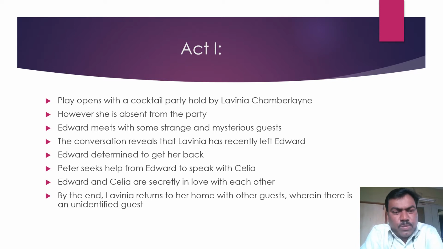The first act of this play opens with a cocktail party, and this party is held by Lavinia Chamberlayne in her flat in London. However, she is absent from the party, and her husband Edward Chamberlayne is there in the flat. At the eleventh hour, when he comes to know that a party is being conducted by his wife, he telephones the people who have been invited from a diary where he could get their names, addresses and telephone numbers.